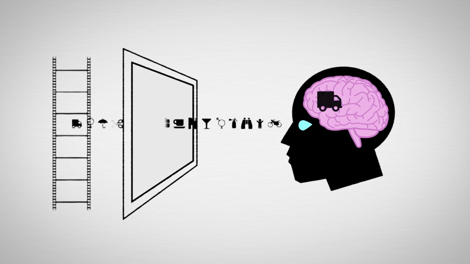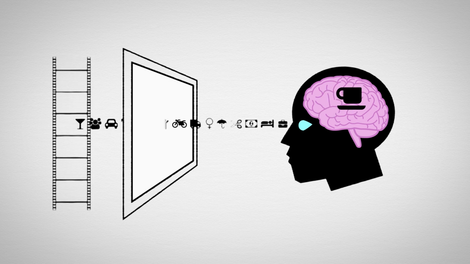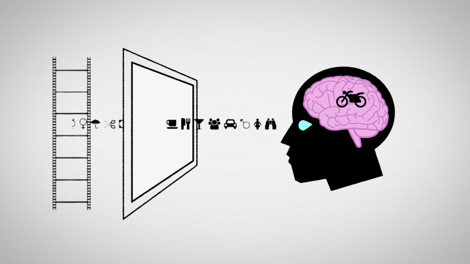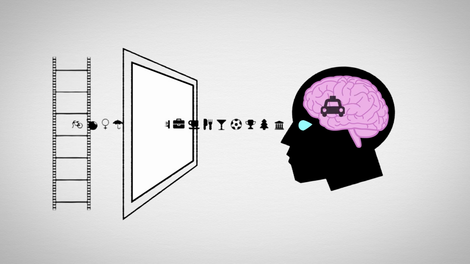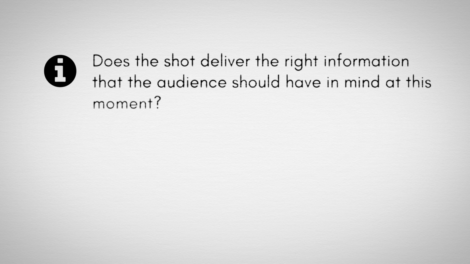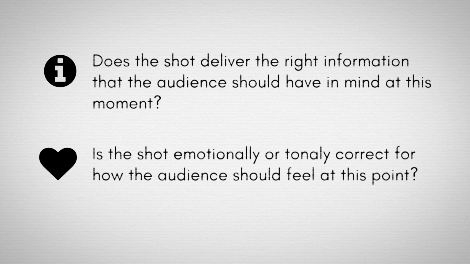So what the best films do is pre-edit the stream of images and sounds that the viewer will experience so that they will understand and emotionally connect with the meaning of the film the same way they do with their own thoughts. Now that might sound like a pretentious and preposterously difficult thing to do, but all it really means is that when we're conceiving shots for our boards, keep track of two things. Does this shot deliver the right information that the audience should have in mind at this moment? And is this shot emotionally or tonally correct for how the audience should feel at this point?